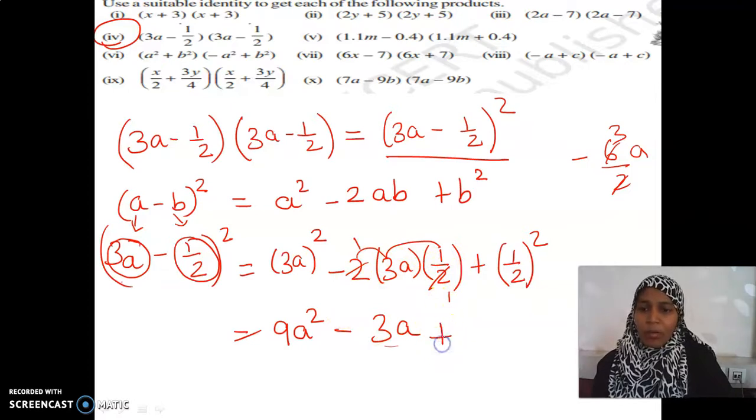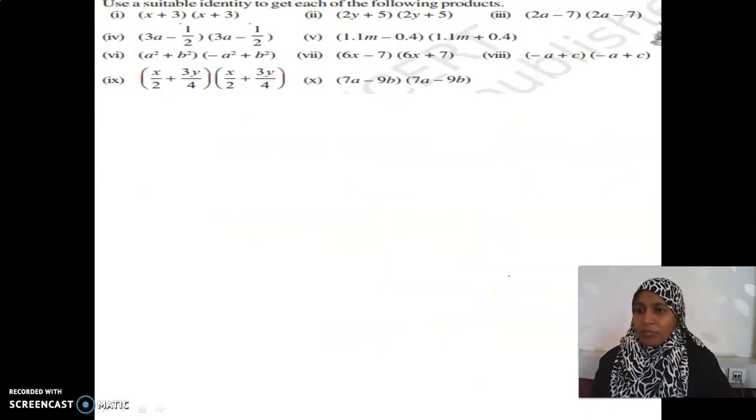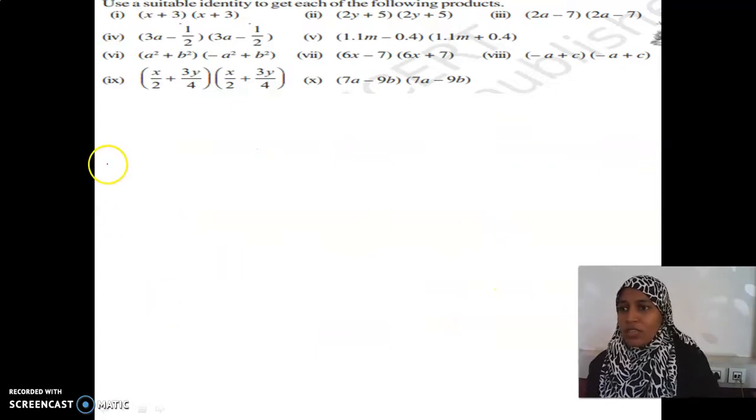Okay. Plus (1 by 2) the whole square is nothing but 1 by 4. This is the answer. Is it clear, children? Only 2 lines that we are going to do. Okay, 1 line is about the identity that I am making use of. Shall we move to the next question? Yes, now I am going to do the 6th question.